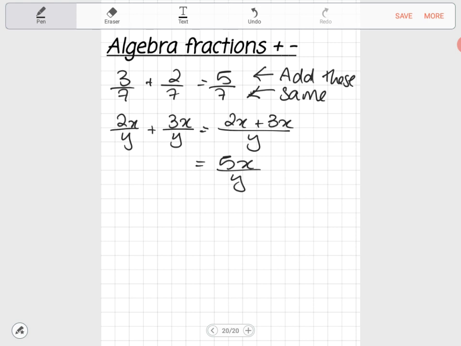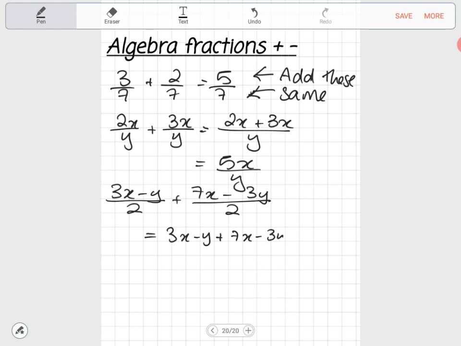You can also have numbers on the bottom, so we could have 3x minus y over 2 plus, actually let's change that to 7x minus 3y over 2. Okay, so with this one, you can put them all on one line. Actually I'm going to run out of room here, so I'm just going to do it below. So 3x minus y plus 7x minus 3y all over 2, because your denominator was the same.